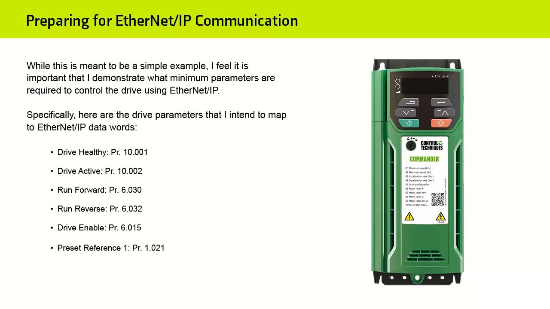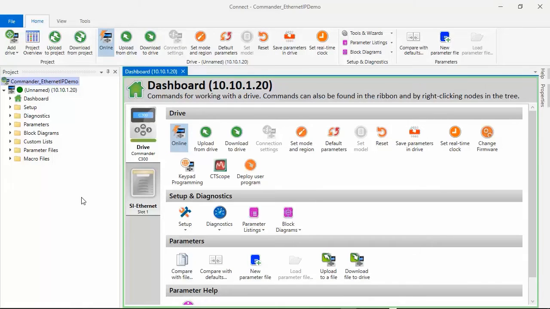Now let's look at how to set up the drive for Ethernet IP. I'm going to prepare the drive for Ethernet IP communications. To begin, I'm online with the drive. I prefer to do that so I don't forget to download my changes afterwards. If you aren't able to connect to the drive, you'll need to remember to download the changes you make to the project drive to the actual drive once you are able to connect to it.